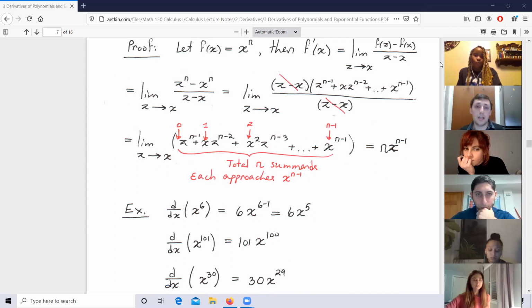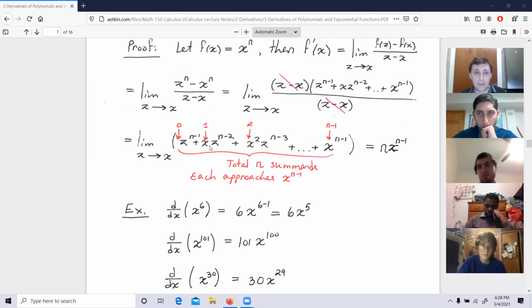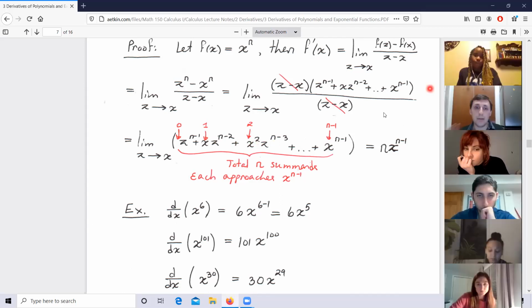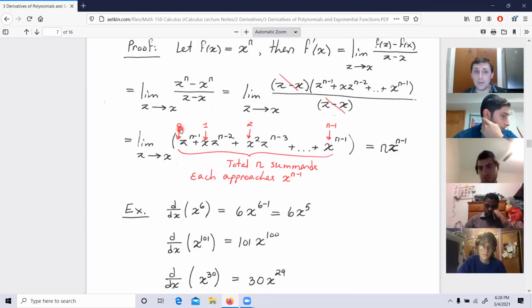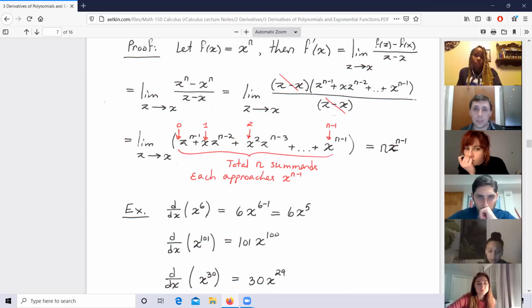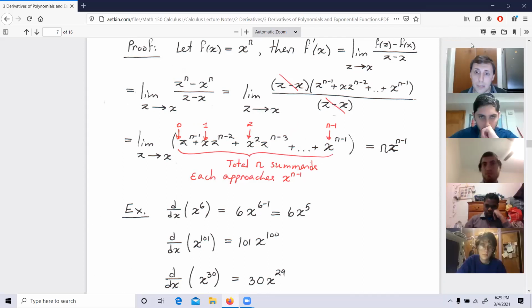Which means that in the limit, what happens? In the limit, each term that I'm adding becomes x to the n minus 1. How many terms do we have? I just mentioned above. We have n minus 1 terms with some x and 1 term without any x. So altogether we have n additions. So we have n times x to the power of n minus 1.